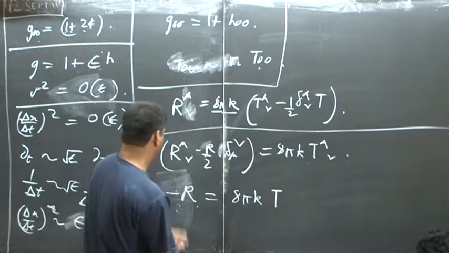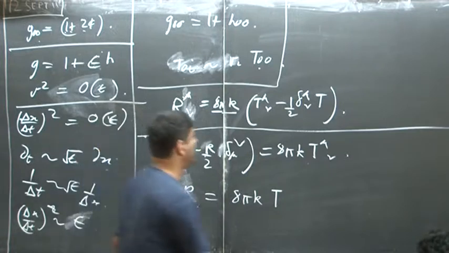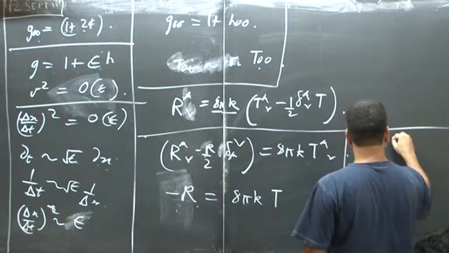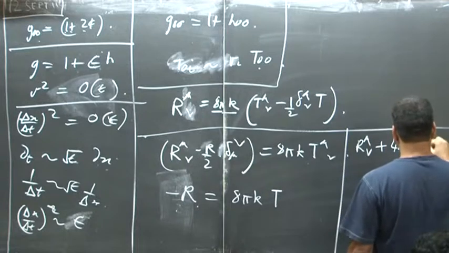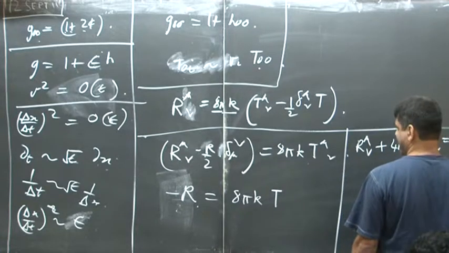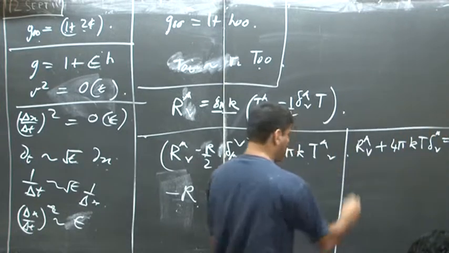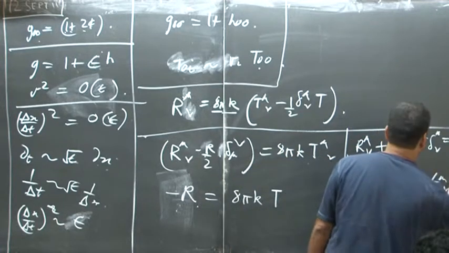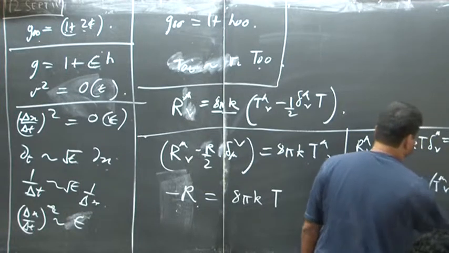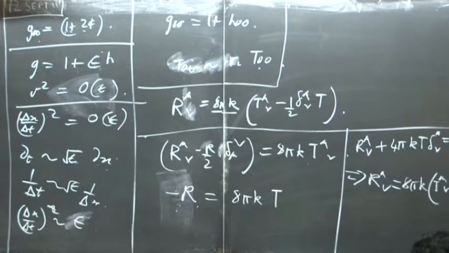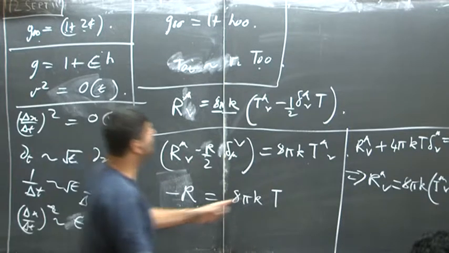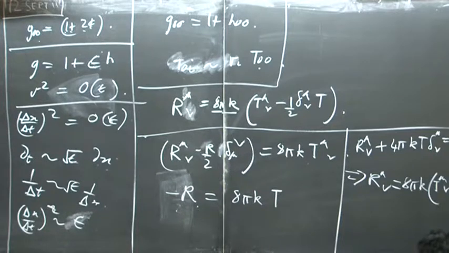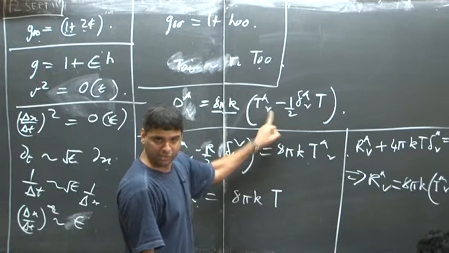So let me plug this in here. Now what do I get? I get R mu nu plus 4 pi k times T delta mu nu is equal to 8 pi k T mu nu, which implies that R mu nu is equal to 8 pi k times T mu nu minus half T delta mu nu. So this is an equivalent way of writing Einstein's equations. This and this are the same equation. This is the form that I'm going to find more convenient for what I'm talking about now.